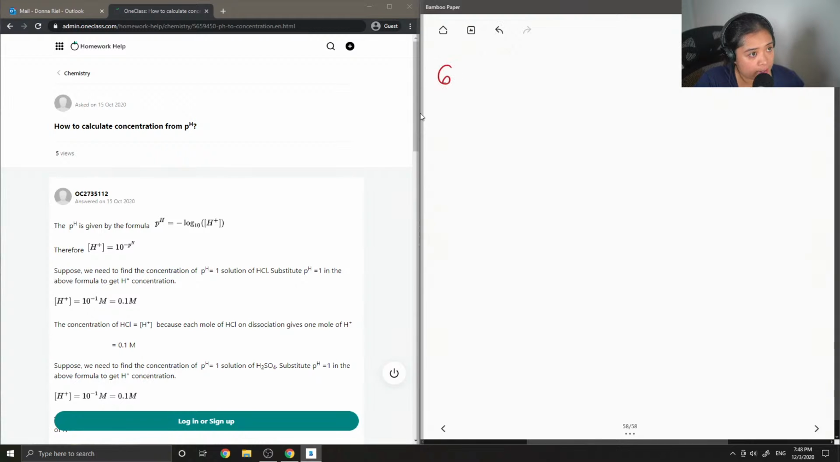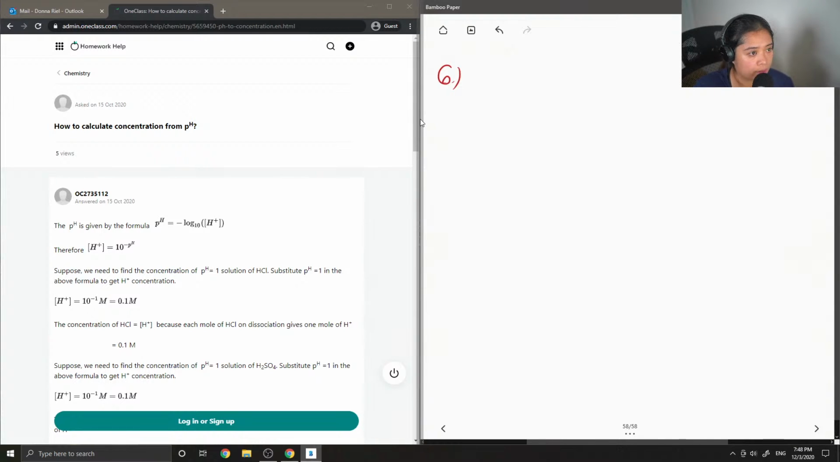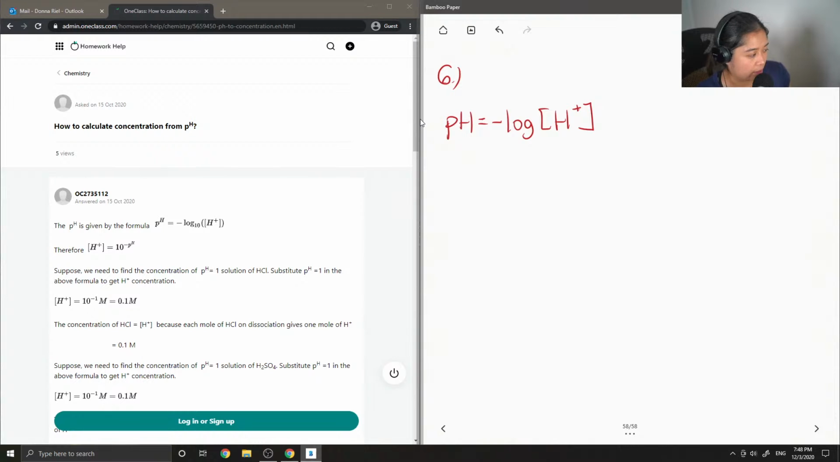Question 6 asks, how do you calculate concentration from pH? So the pH equation is pH is equal to negative log of H plus. So if we are given the pH of a solution, then we're able to calculate the concentration of H plus, and then we can calculate the concentration of the solution that we started with.